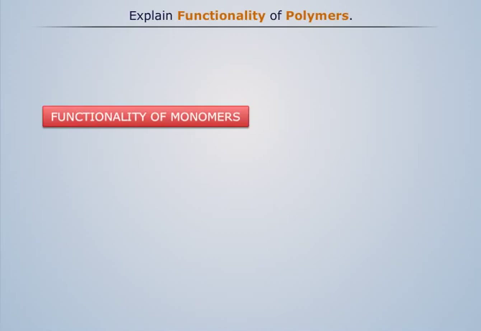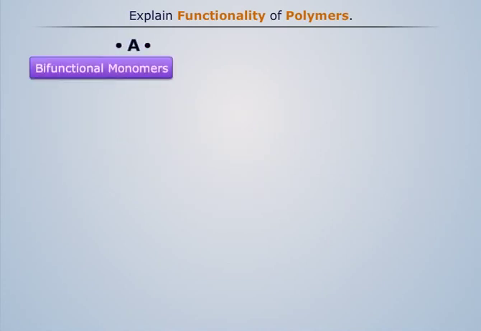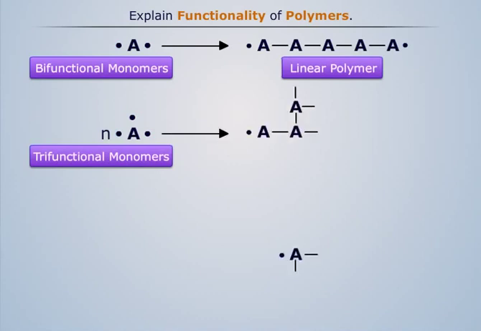The functionality of the monomers used in a polymer chain gives an idea whether the polymer formed will be a linear polymer, branched polymer, or 3-dimensional cross-linked polymer. If bifunctional monomers are used, then generally a linear polymer is formed. Whereas if trifunctional monomers are used, then a cross-linked polymer is formed.